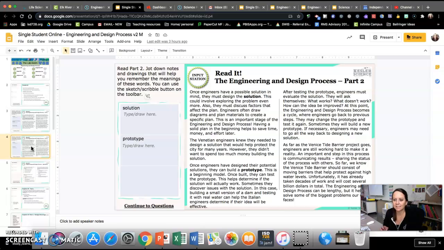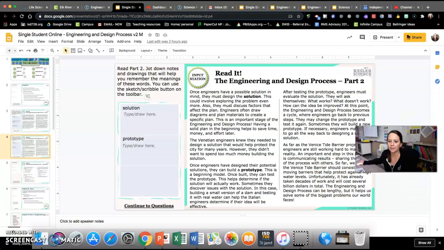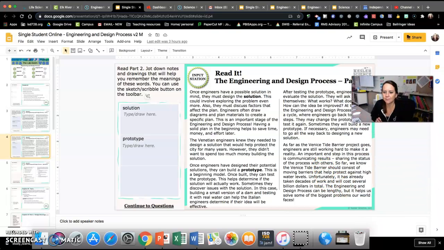As far as the Venice Tide Barrier project goes, engineers are still working hard to make it a reality. An important end step in this process is communicating results, sharing the status of the process with others. So far, we know the Venice Tide Barrier should consist of moving barriers that help protect against high water levels. Unfortunately, it has already taken decades of work and will cost several billions in total.